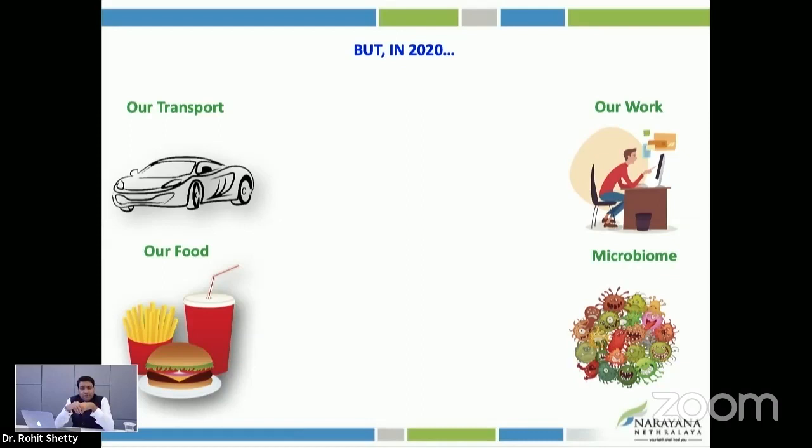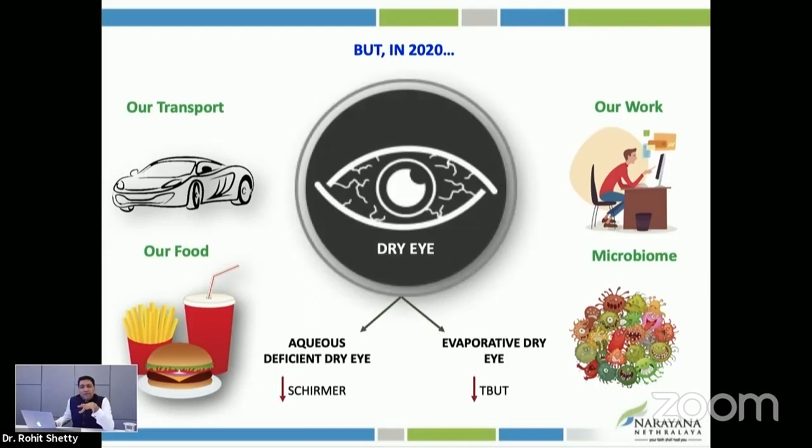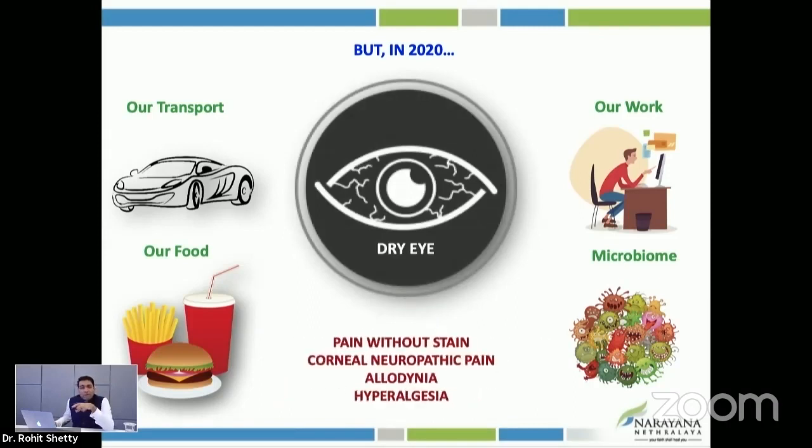Bacteria controls everything: our body, our mind, the eyes, the gut, everything. So it's the kingmaker. It's there, but you don't see it. And what's really happening is these things suddenly bring out a lot of changes in the pattern of dry eye that we're seeing. You get pain without stain, you get neuropathic pain, allodynia, hyperalgesia. These were not something we would see when we were postgraduates. But the new generation of people, or all of us now, have to be extremely aware of these things.